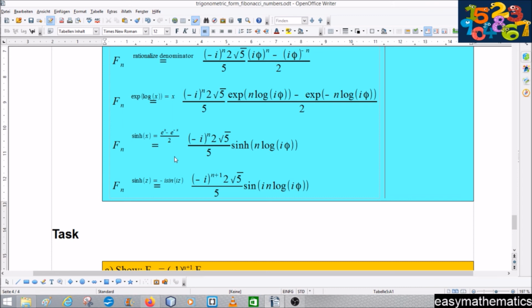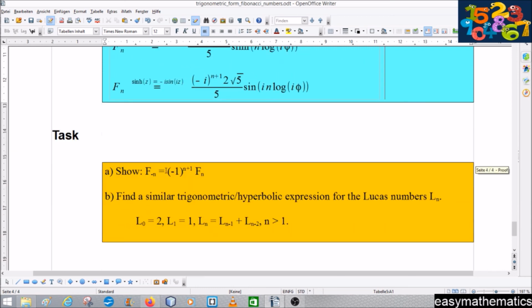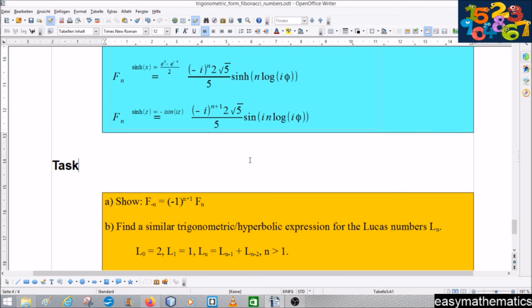Before we end, I have two small tasks for you. A: There is a natural extension of the Fibonacci numbers to negative indices. Show, using the hyperbolic or the trigonometric form, that we have F of minus n is minus 1 to the power n plus 1 times F of n.